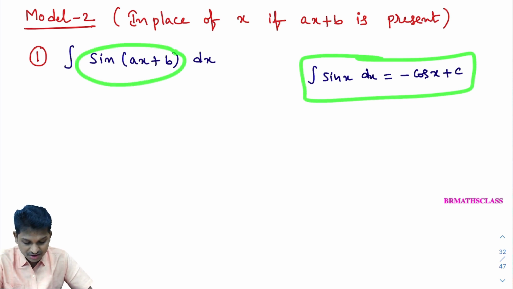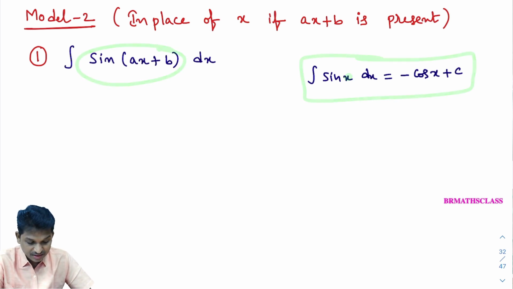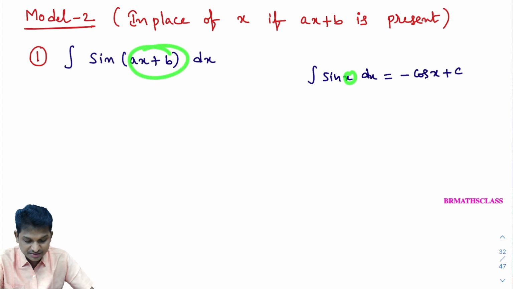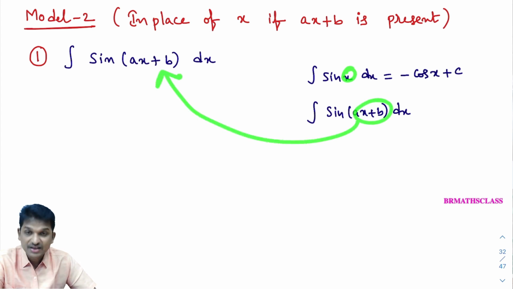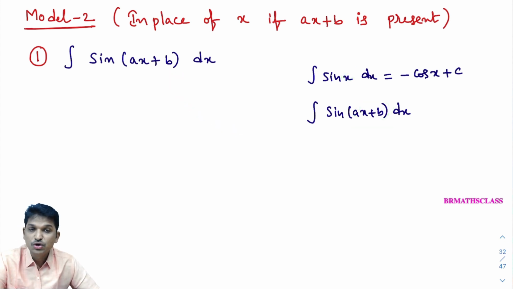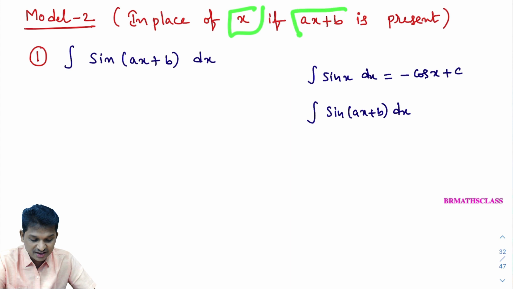You observe this question. In place of x, here ax plus b is present. What is the question here? The question is integral of sin of ax plus b dx. In place of x, if ax plus b is present, then how will we integrate? You learned 19 formulas, correct? In all 19 formulas, in place of x, if ax plus b is present, then how will we integrate those problems? This model is about this only.